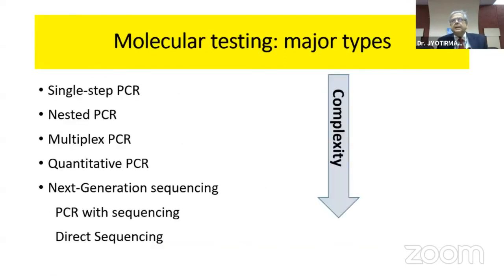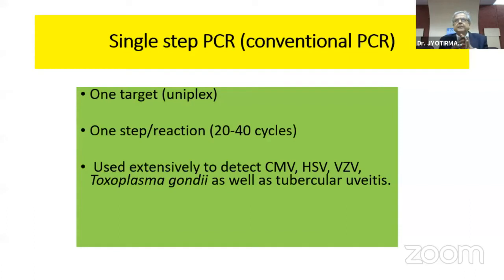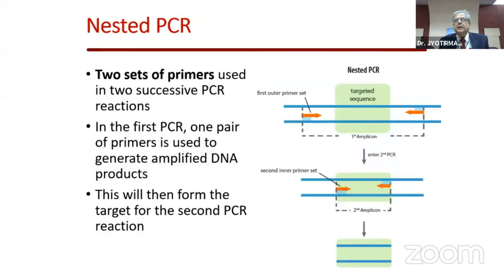Every time there's one. There are several types of PCR. I won't go into the details of it. Single step PCR, nested PCR, multiplex PCR, quantitative PCR, and last but not the least is next generation sequencing, with direct sequencing. Single step PCR is one target, one step reaction, 20 to 40 cycles, and you get CMV, HSV, VZV, Toxoplasma gondii, as well as tubercular uveitis.